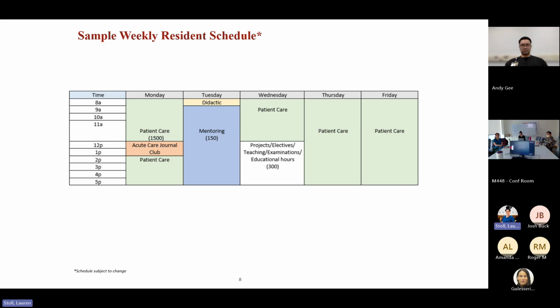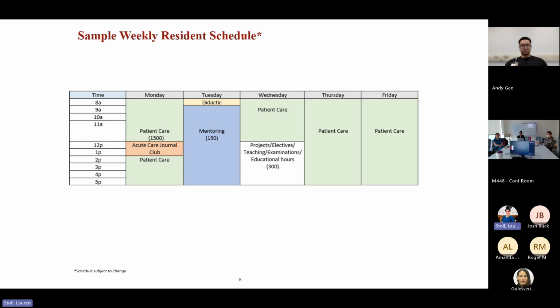And also all of our didactic curriculum is eligible for Con Ed credit, so if you complete all of the didactic you get a Con Ed certificate for each series. And then you can see there's a little orange box there that says Acute Care Journal Club. This is just an example.